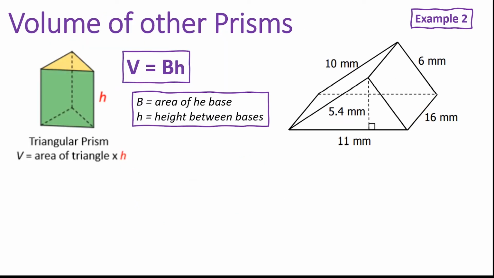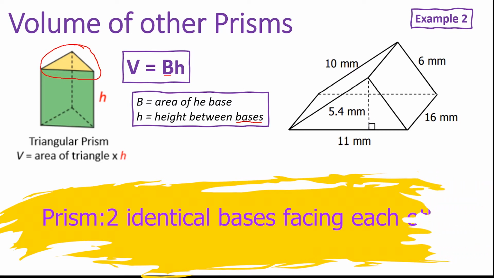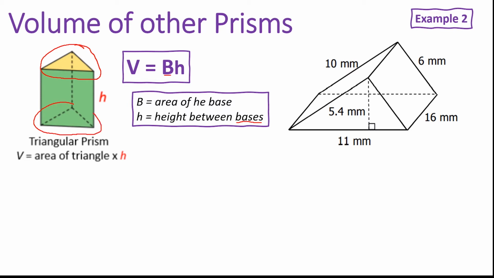Now we're looking at the volume of other prisms. And the formula is volume equals base times height. The base, the large B, is the area of the base, and the height is the height between your bases. And if you recall, if you watched my video on surface area of prisms and pyramids, remember that a prism has two bases. So if you're looking at this figure to the left here, the bases of this prism are triangles. So you look and see what your two bases are, and you will find the area of one of those bases and then plug it in. And the height would be the height between your two bases there.